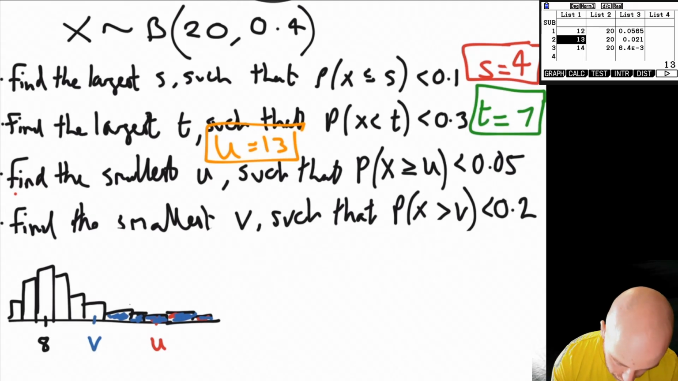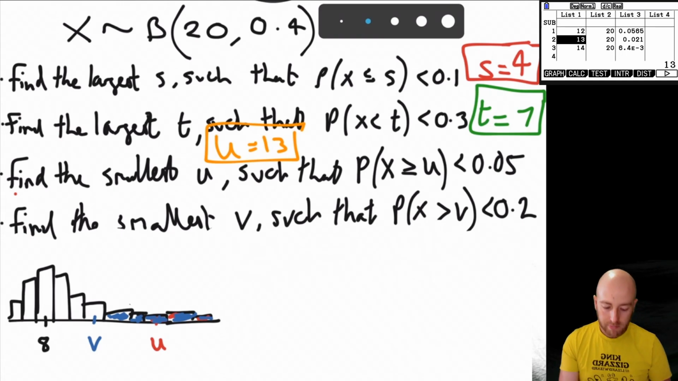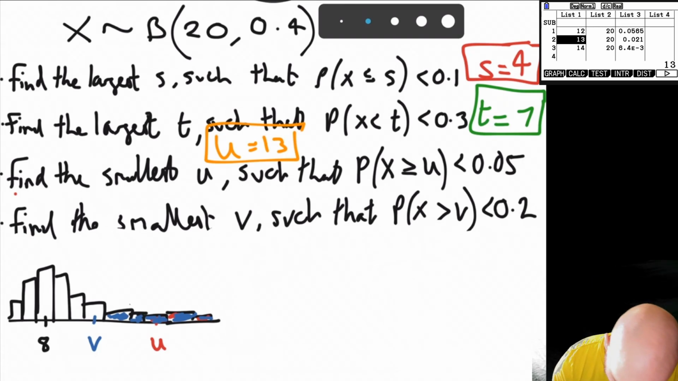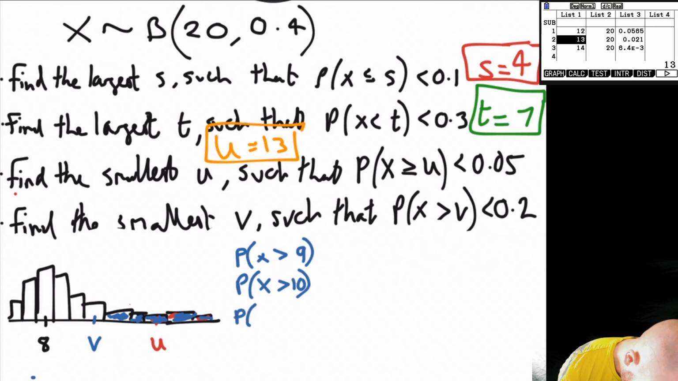So let's write out the idea first. Let's go 8, sorry, what's the most likely one? 8. Let's go 9, 10, 11. Yeah. So we want probability x is greater than 9, probability x is greater than 10, probability x is greater than 11. Now how do we do those on a ClassWiz?